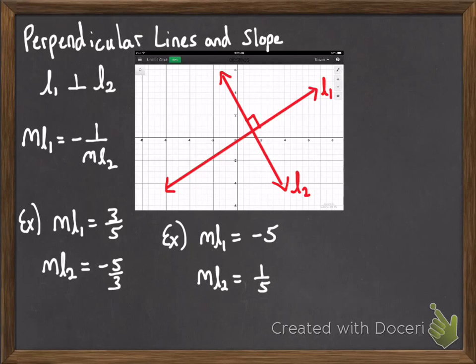Okay, so those are the other ways, with parallel and perpendicular lines, that we can find the slope of our line.